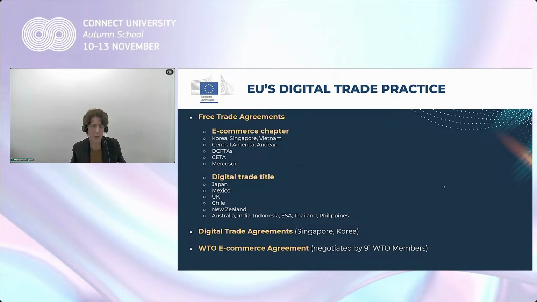And then finally, what I've mentioned there is the WTO e-commerce agreement. This is interesting because all the other items on that list are bilateral agreements or negotiations between the EU and those countries. The WTO e-commerce agreement, as I said, was launched in 2019, not amongst all WTO members, but it ended up being negotiated amongst 91 WTO members who saw the need for a baseline of digital trade disciplines that would underpin digital trade worldwide.